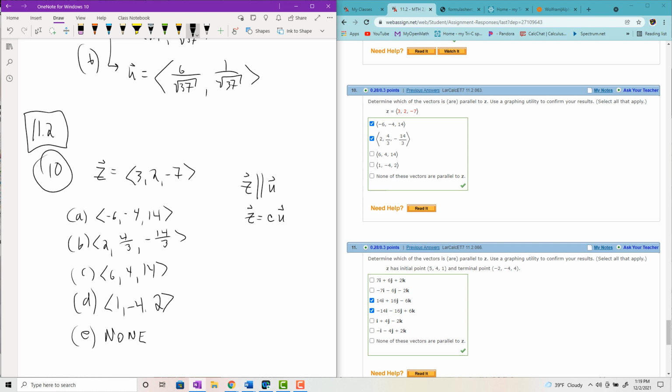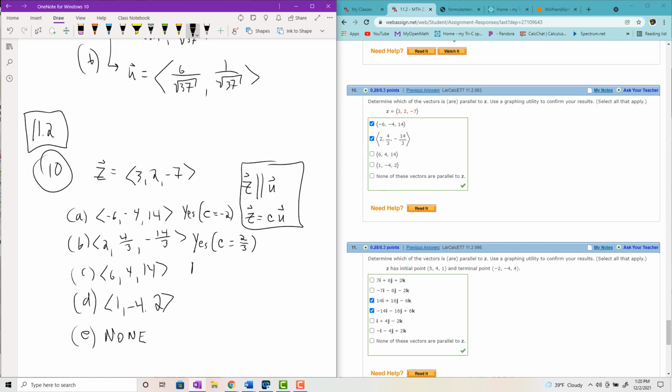So if you look through here, that first one works, and you can even identify the scalar multiple. In this case, it would be negative 2. So c is negative 2. The second one works as well. In this case, c looks like it's 2/3.